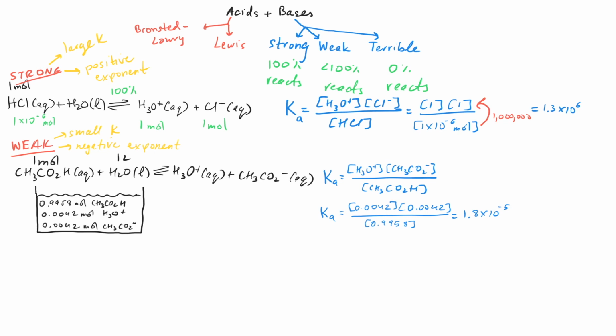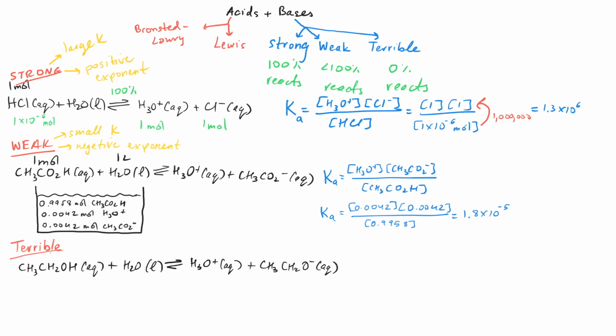Now, let's take a look at a third class of acids, what we call the terrible acids. These are species that do not react with water and remain mostly in their unreacted form. An example of this is ethanol. If we were to put 1 mole of ethanol into 1 liter of water, only 1.14 × 10^-8 moles of it would react. This amount is so very, very small that in fact ethanol does not even react like an acid.